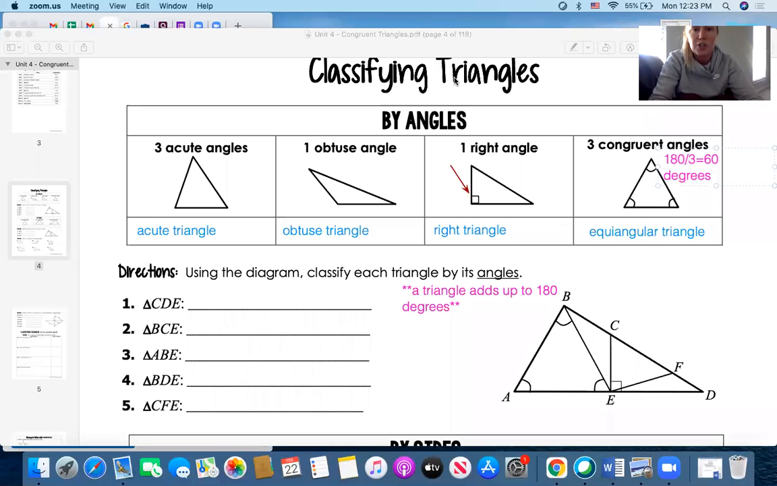So now we're going to kind of backtrack and look at these different angles and kind of determine what we would call them. So we have C, D, E, and I will highlight these for you.